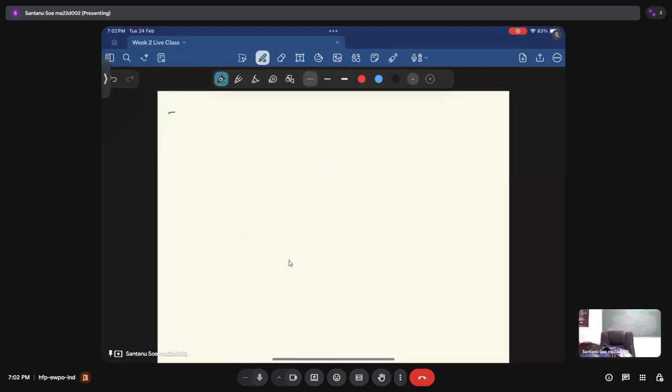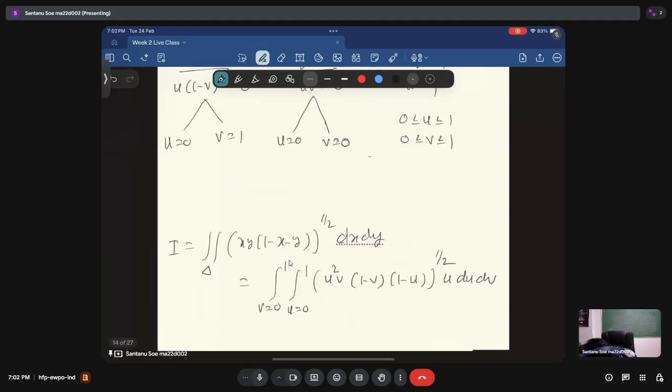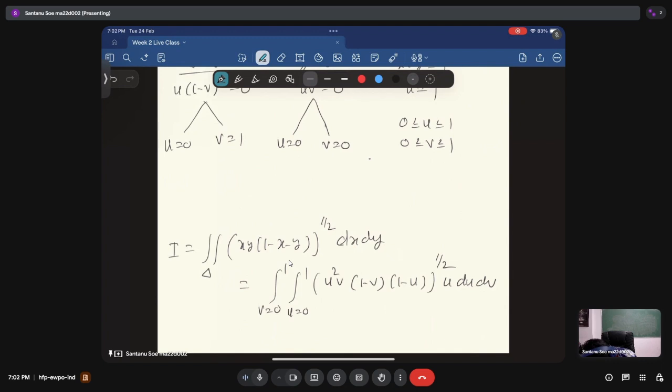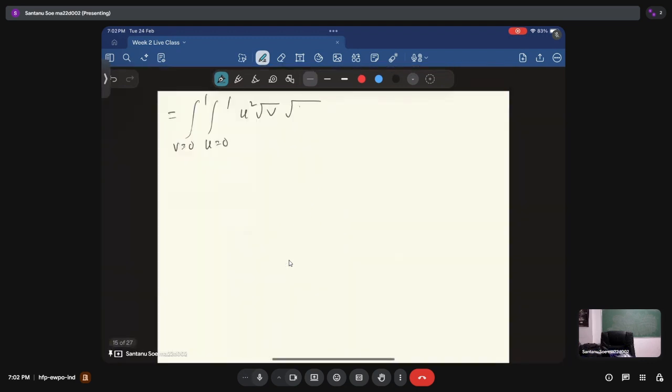So this is going to be the integration v equals 0 to 1, u equals 0 to 1, of u squared square root of v into u squared into square root of 1 minus v into square root of 1 minus u, then du dv. Okay, so now we can do the integration with respect to u first.